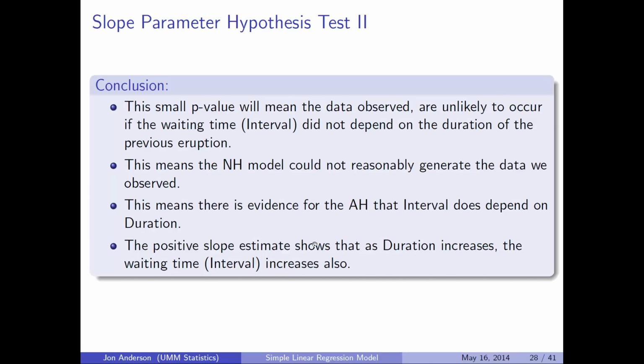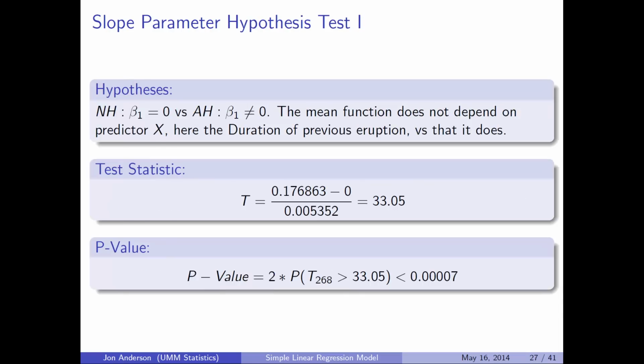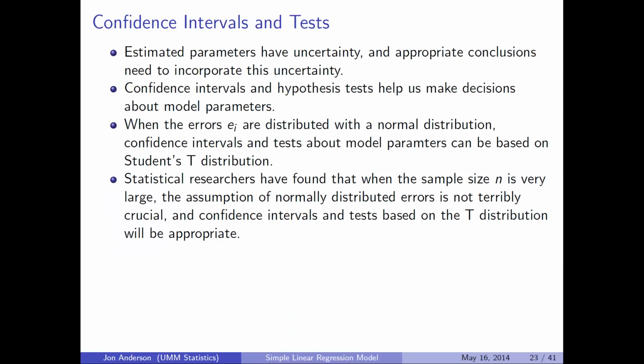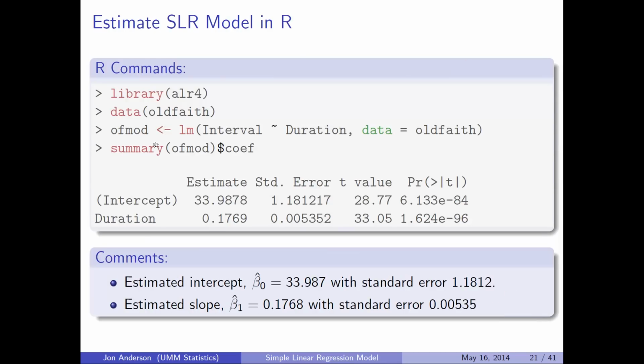I'd like to point out that this hypothesis test for the slope is carried out right here on our output. When we look at the row of the estimates table, remember this is beta 1 hat, this is the standard error for beta 1 hat. Here is that t-statistic, 33.05, that we saw from dividing this estimate by this standard error. And notice the extremely small p-value that we get right in here.